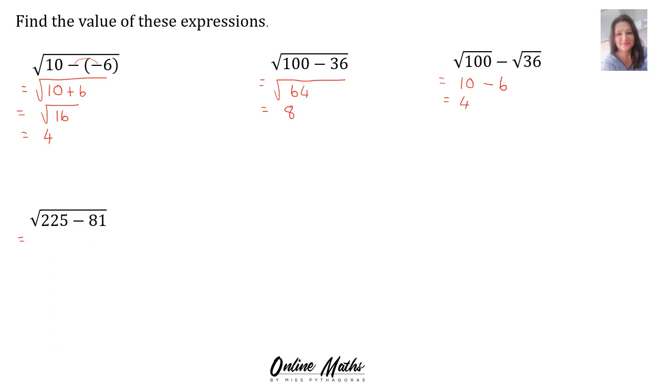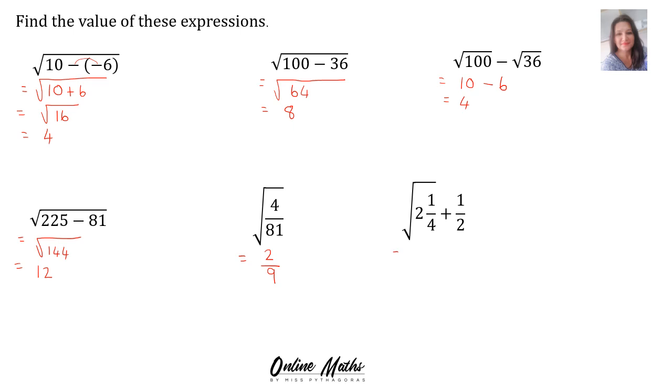Here, 225 minus 81 is 144. And then the square root of 144 is 12. This one, it's the square root of 4 divided by 81. So you just deal with each one individually. And you say the square root of 4 is 2 and the square root of 81 is 9.